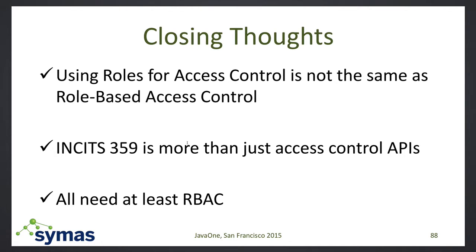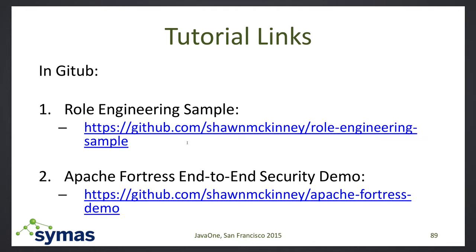And finally, I'll say all applications need at least RBAC. RBAC will not satisfy all the requirements for all your applications. It's not a panacea, but all apps need at least that, and then you build on that for the missing pieces. The tutorial links: the role engineering sample is in my GitHub account, or take a look at the end-to-end security tutorial, which goes much deeper in terms of the security prescription.